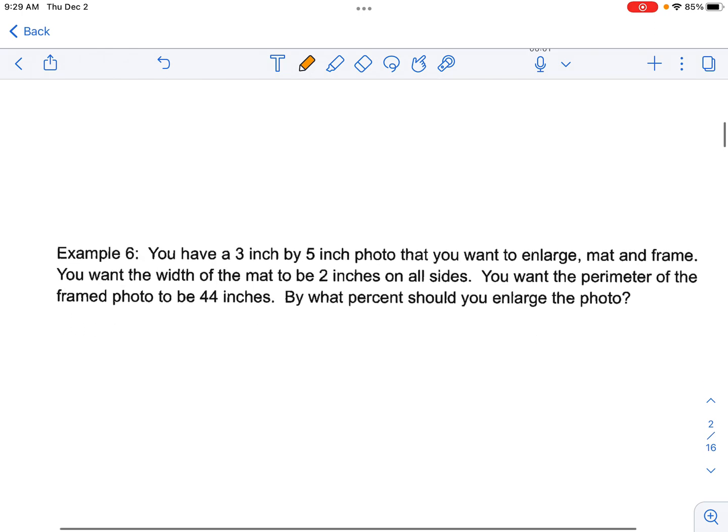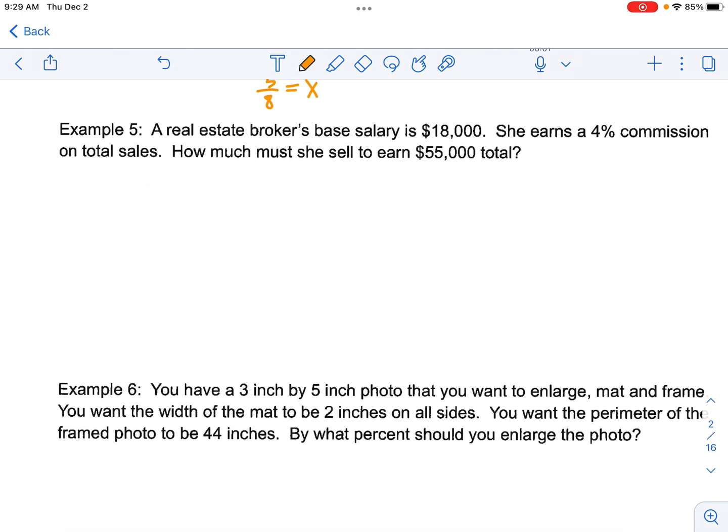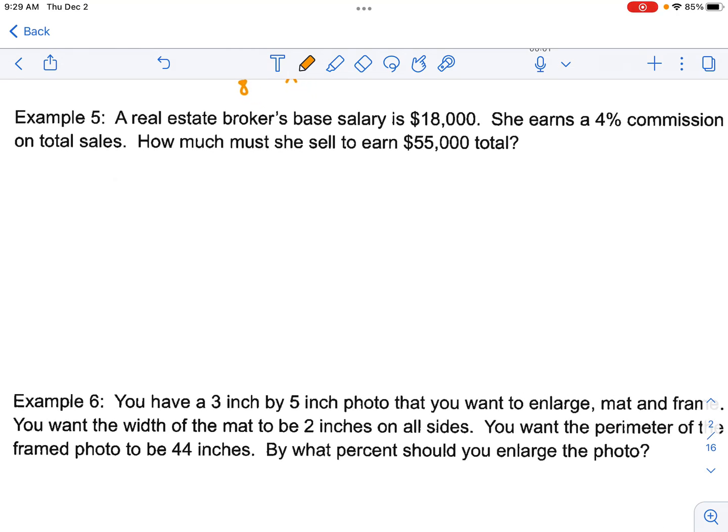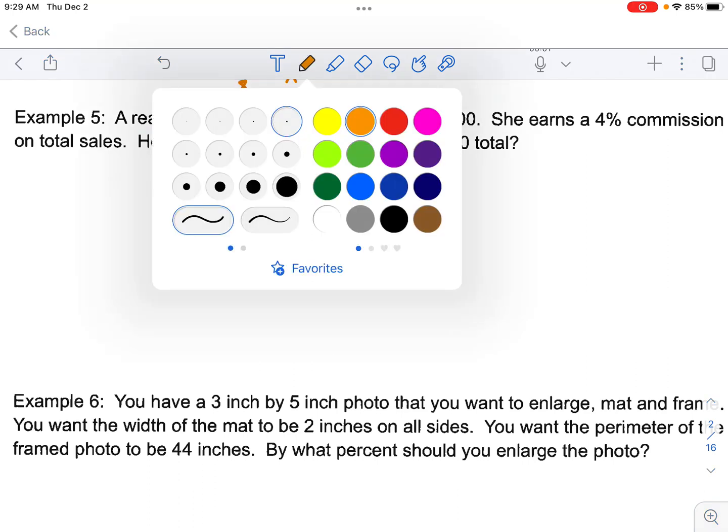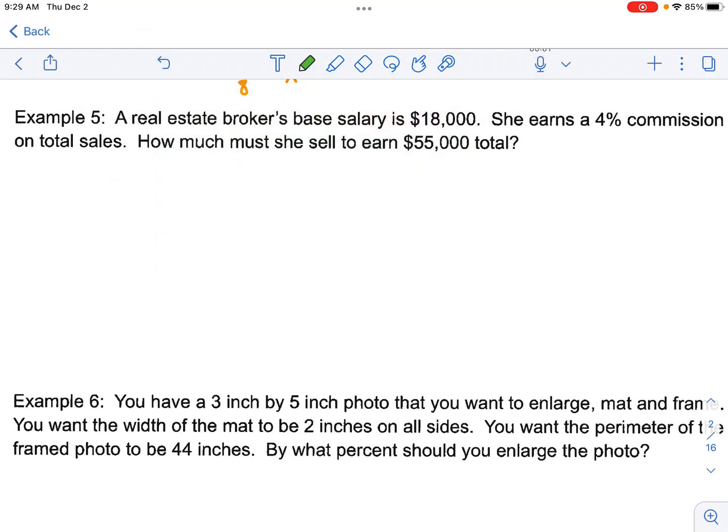Okay. So now that we're kind of warmed up here, we're going to look at problems that are a little more realistic. So here we have a real estate broker. His base salary is $18,000, and she earns a 4% commission on total sales. How much must she sell to earn $55,000 total? So if you think about this, we've got to really kind of make an equation. And so we know, what do we have here that make up, I'm going to do a little highlighting.